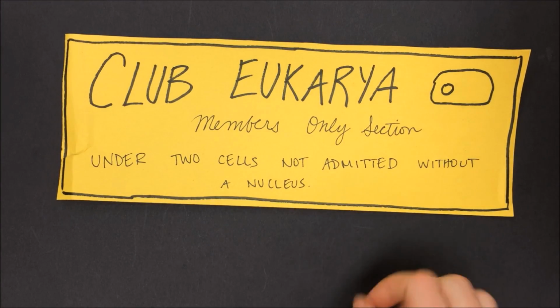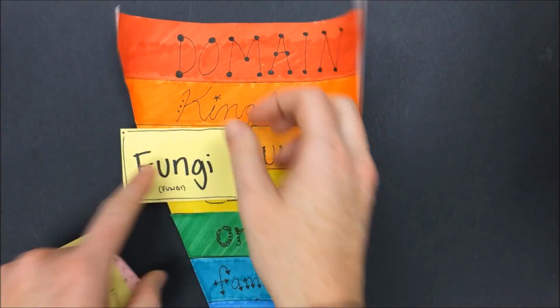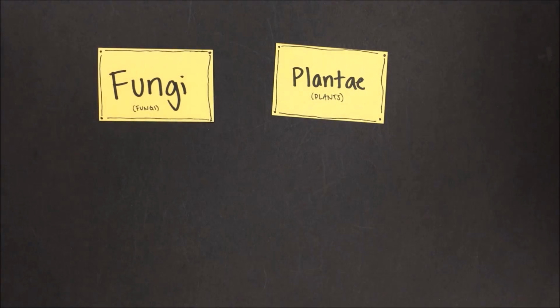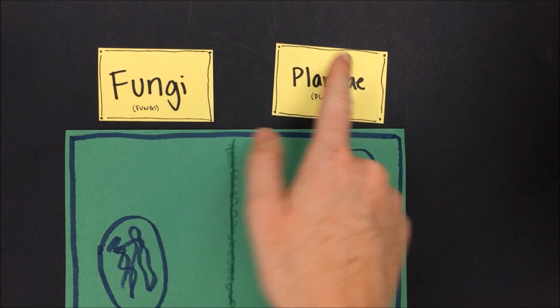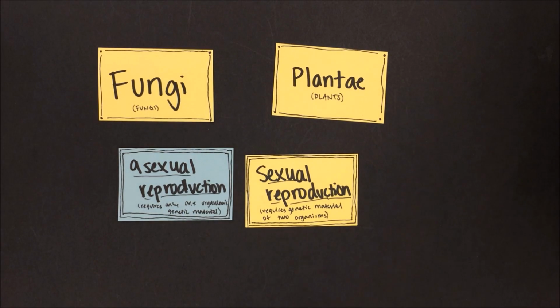So now let's summarize all of this really fast. Fungi and plants are both members of the domain Eukarya, meaning that their cells contain nuclei and membrane-bound organelles. Both fungi and plants contain cells that have cell walls, though fungi were often miscategorized as plants. Both fungi and plants exhibit both kinds of reproduction, but it depends on the species.